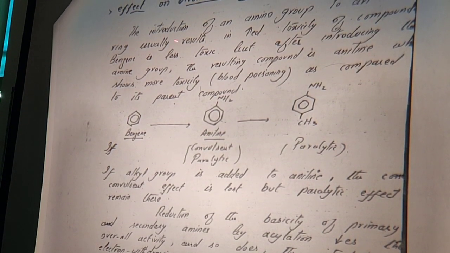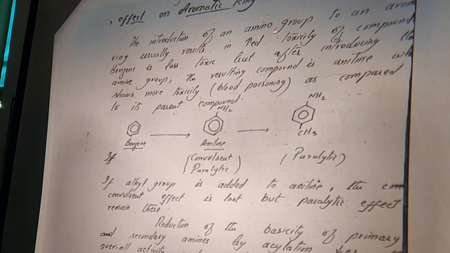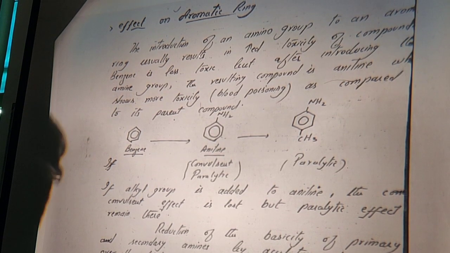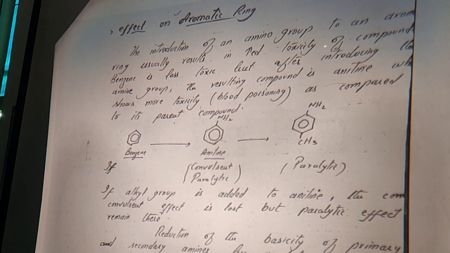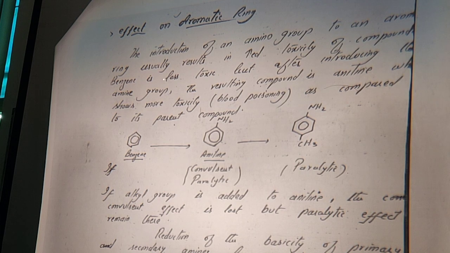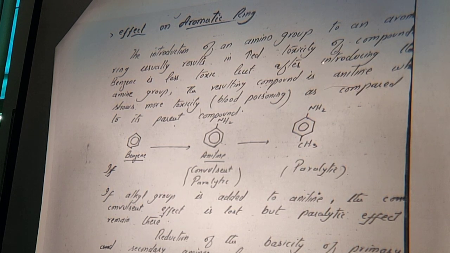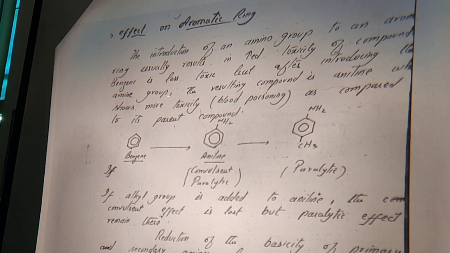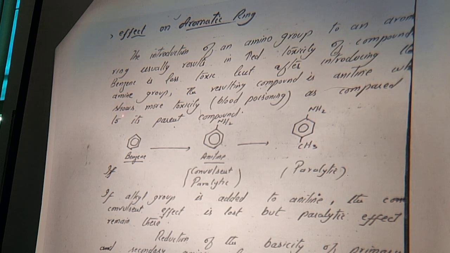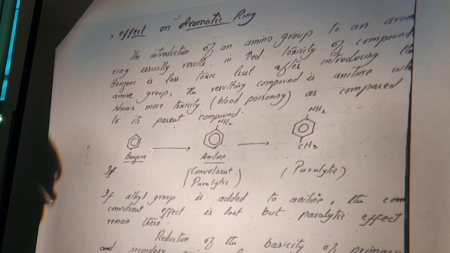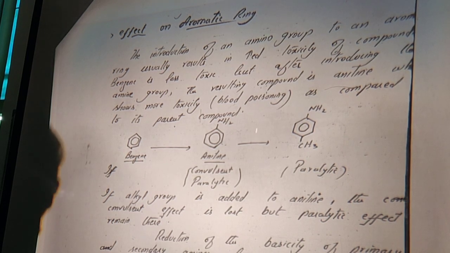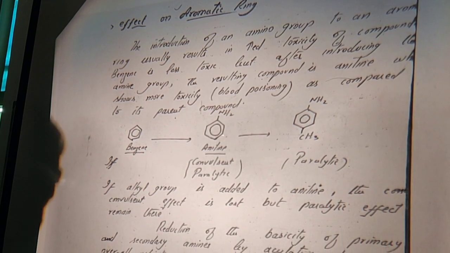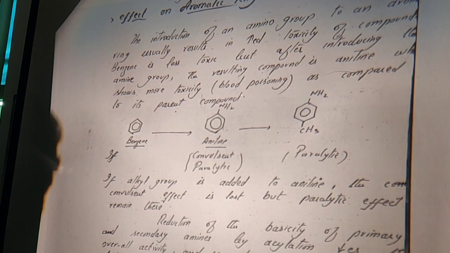Now the effect on aromatic ring. The introduction of an amino group to an aromatic ring usually results in increased toxicity of a compound. Benzene is less toxic, but after introducing the amine group, the resulting compound is aniline, which shows more toxicity, blood poisoning, as compared to its parent compound. So this is benzene. Benzene is non-reactive. When it is converted into aniline, it is reactive, but it is toxic. Blood poison is also there.